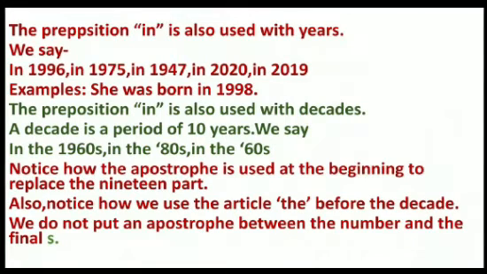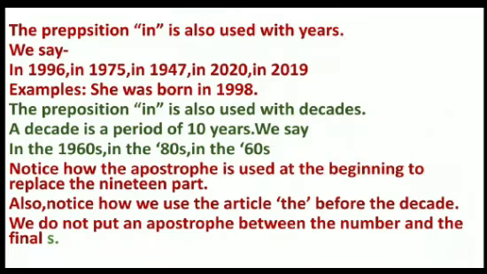The preposition in is also used with decades. A decade is a period of 10 years. We say in the 1960s, in the 80s, in the 60s. Notice how the apostrophe is used at the beginning to replace the 19 part. Also notice how we use the article the before the decade.